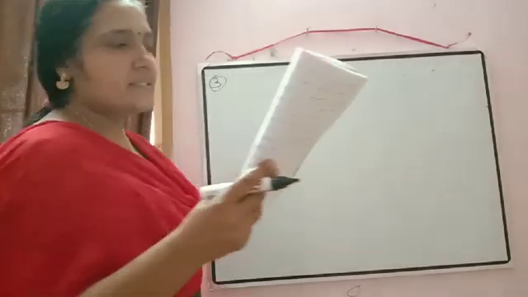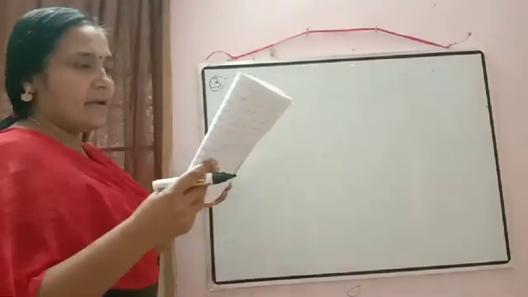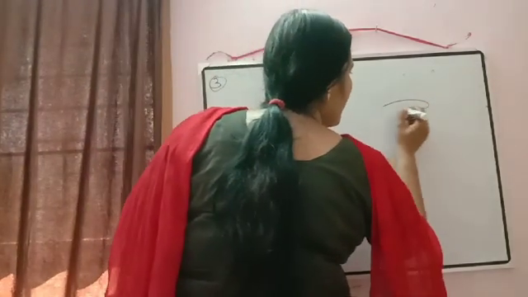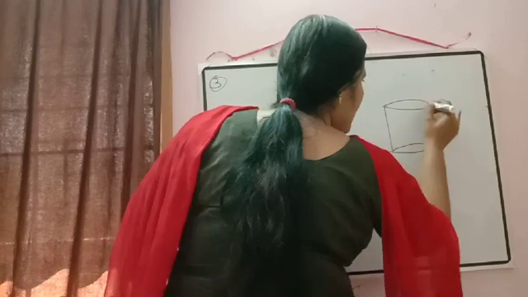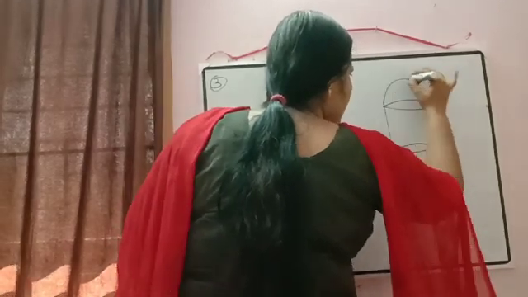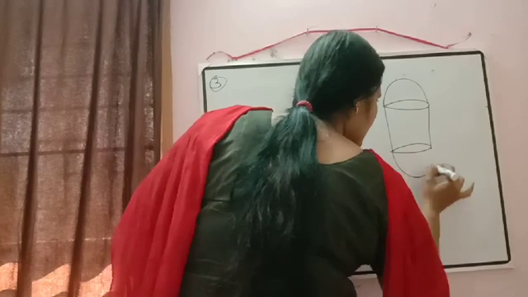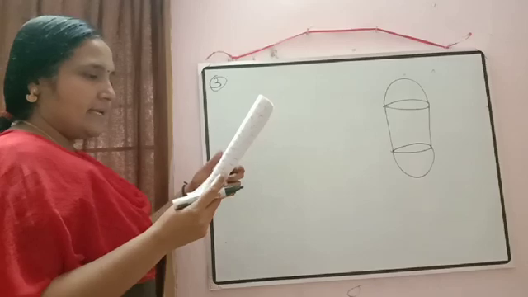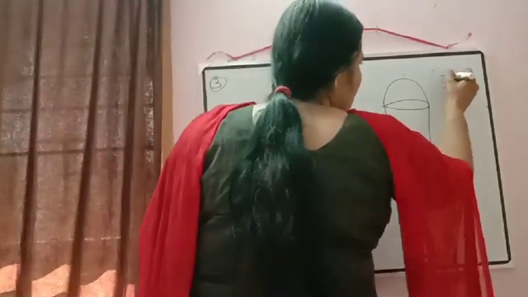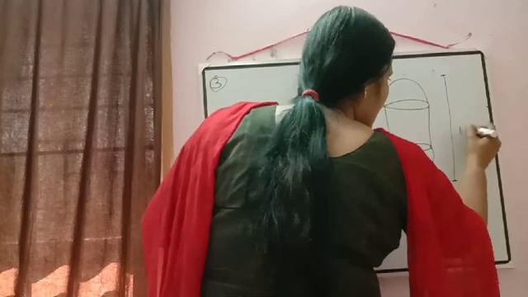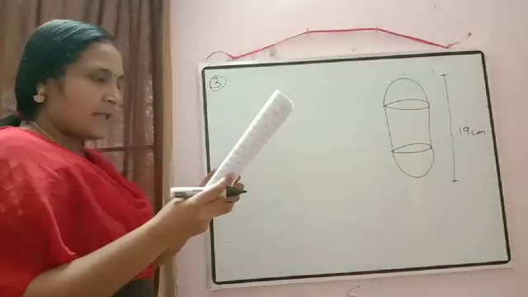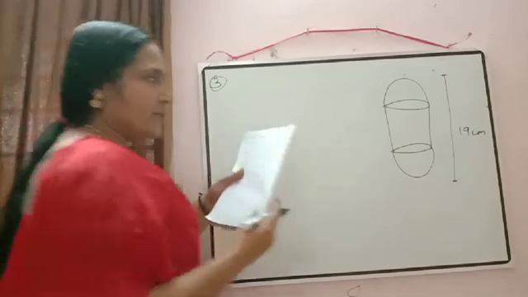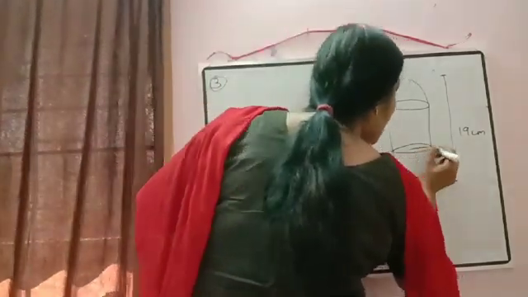Next question is, a solid is in the form of a cylinder with hemispherical ends. So at the end we have two hemispheres in this way, hemispherical ends. The total height of the solid is 19 centimeter and the diameter of the cylinder is 7 centimeter.